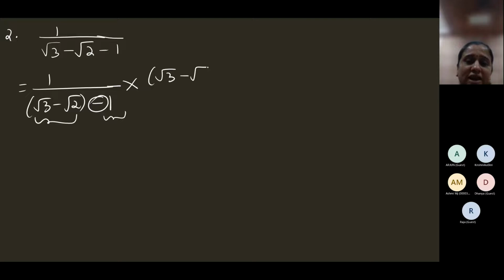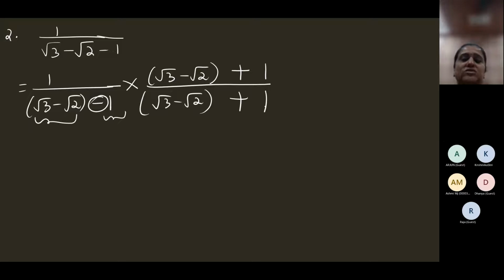Right, this is the first term, write that as it is. This is the second term, that also as it is. The connector minus becomes plus. See, this is the first term, root 3 minus root 2, write it as it is. This is the second term, write it as it is. The connector is minus, it becomes plus. So this is the conjugate of the denominator.